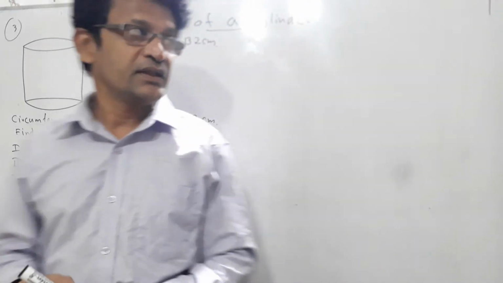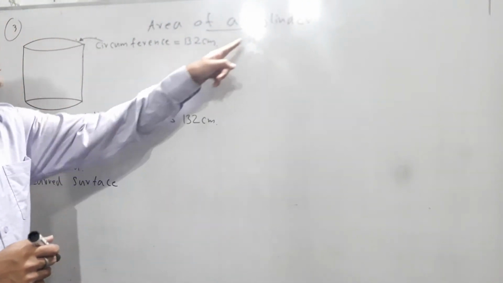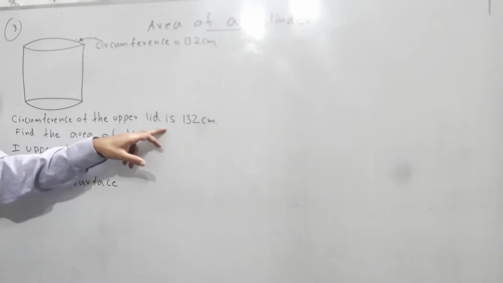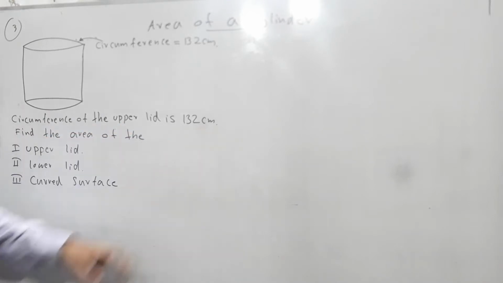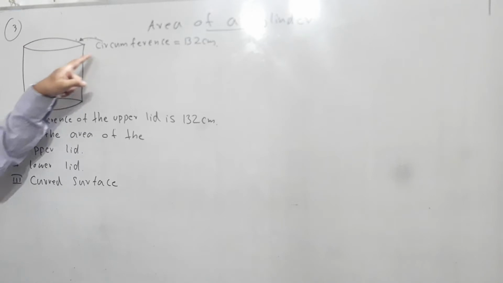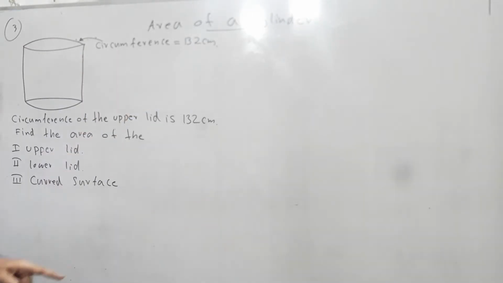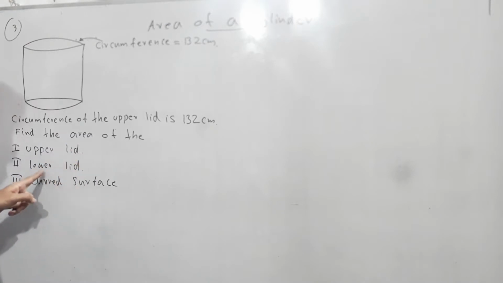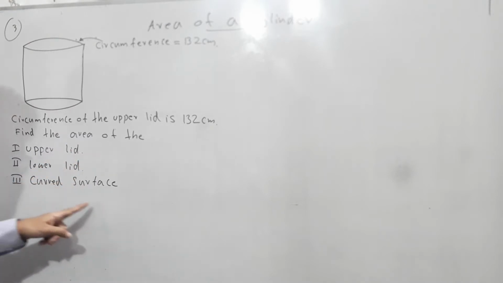Hi, today our lesson is area of a cylinder. Here the cylinder is given. It says the circumference of the upper lid is 132 centimeter. They ask: find the area of the upper lid, lower lid and the curved surface.